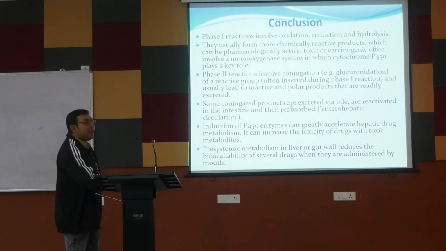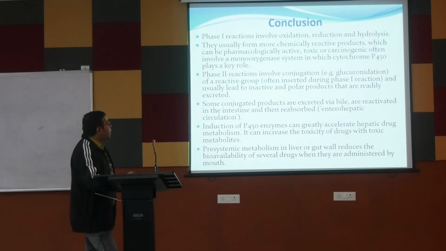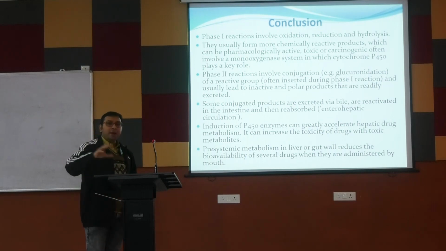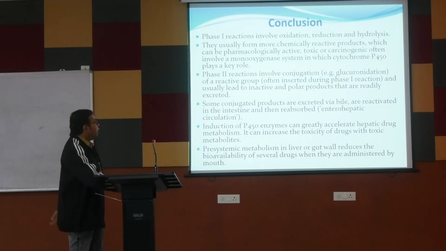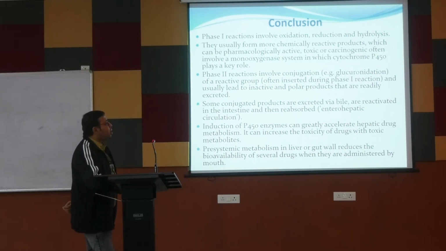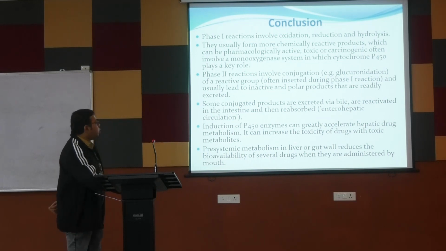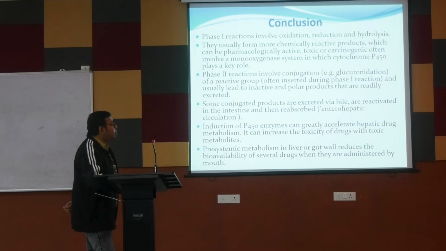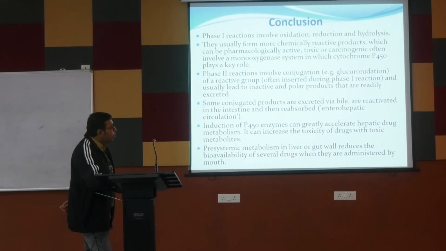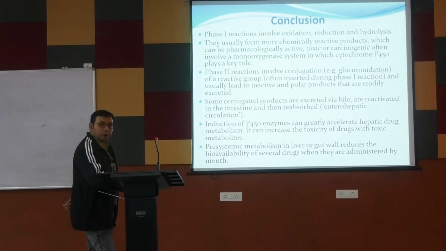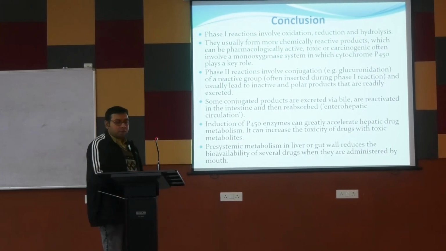Some conjugated products are excreted via bile, are reactivated in the intestine and again reabsorbed. This is known as the enterohepatic circulation. Induction of the P450 enzymes can greatly accelerate hepatic drug metabolism. It can increase the toxicity of drugs with toxic metabolites. And pre-systemic metabolism in the liver or gut wall, pre-systemic meaning first pass metabolism, reduces the bioavailability of several drugs when they are administered by mouth. So these are the nutshells of all my class.